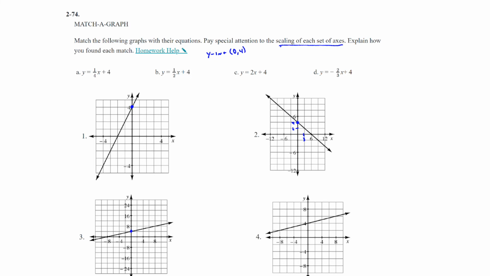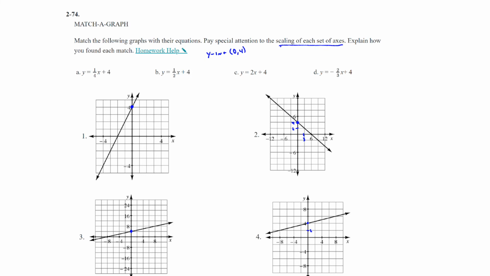And same thing on number 3, it actually is going up by 4's on the y-axis. And then on this one, it's going up by 2. So they look like they're in different places because of how that's being scaled, which is important to recognize. So then we have slopes of 1/4, 1/2, 2, and then negative 2/3.